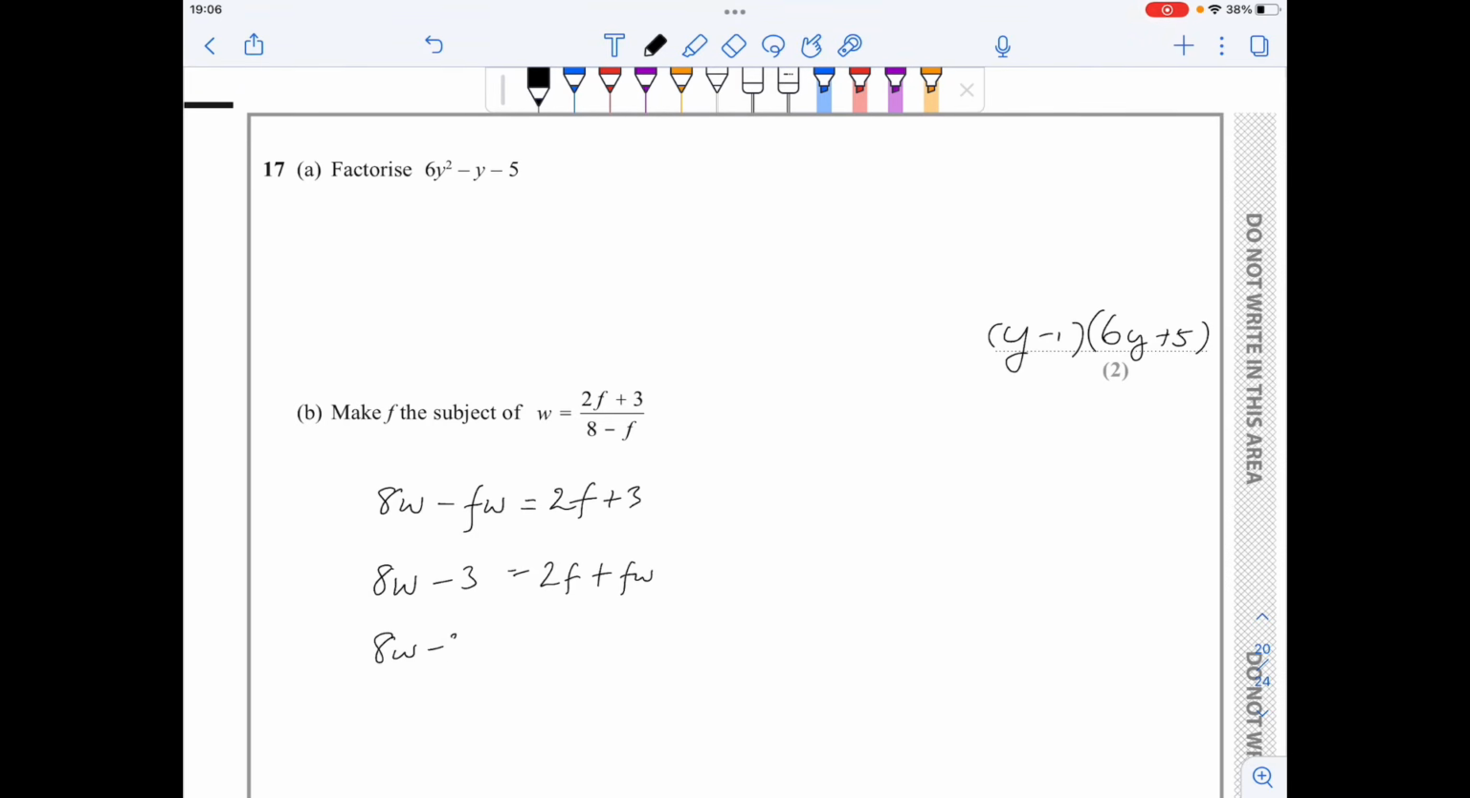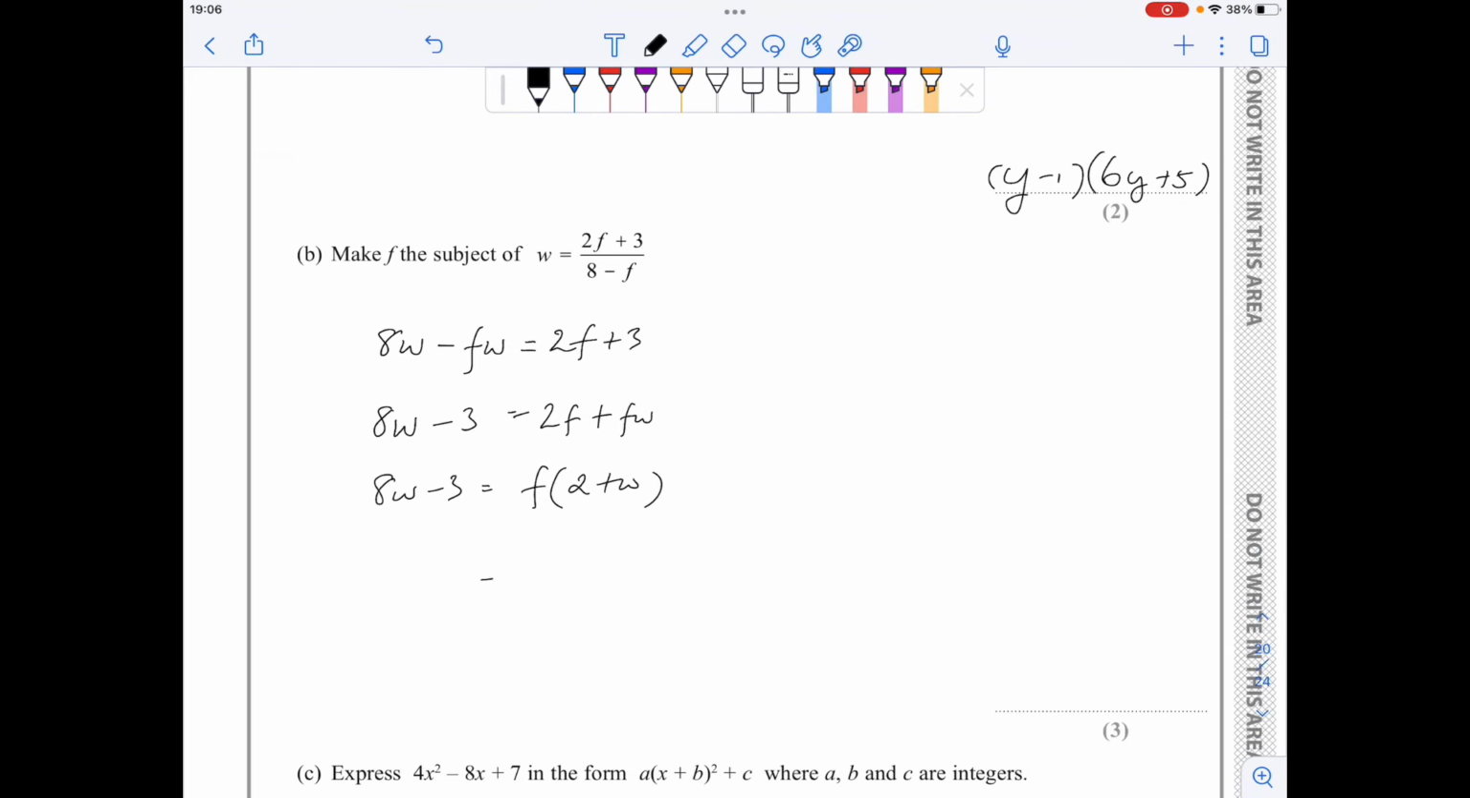I'll rewrite the left-hand side, and on the right, I'll take f as a common factor. 2 plus w is what is left. So f is equal to 8w minus 3 divided by 2 plus w.